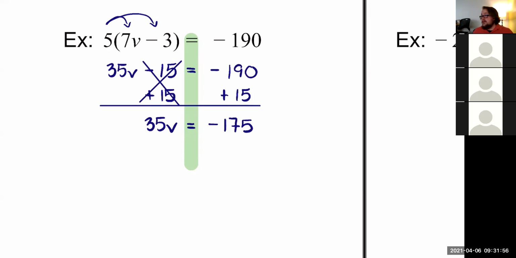What's left to move? And how are you going to move that 35? Divide it from both sides because it is currently being multiplied. So we do the opposite, which is divide. The 35 divided by 35 simplifies to 1, which we know likes to hide. And what is negative 175 divided by 35? Negative 5? Good mental math.